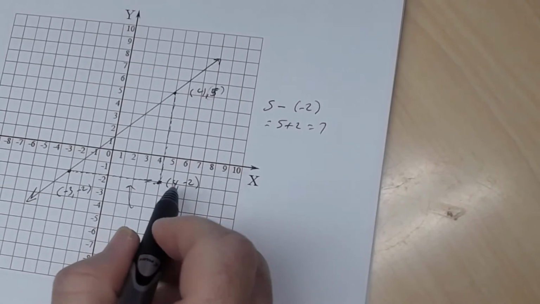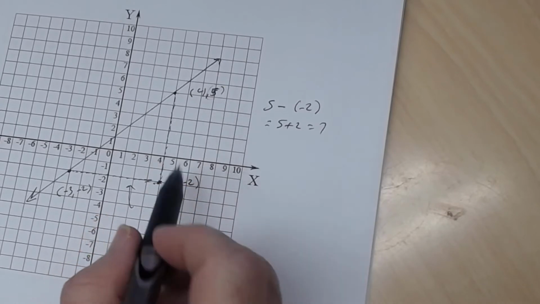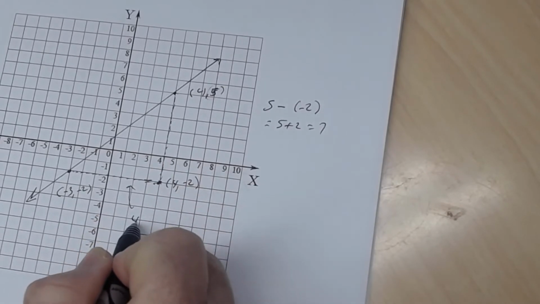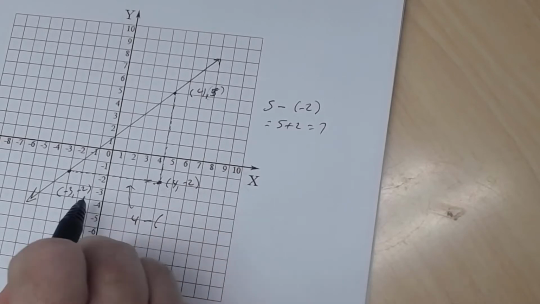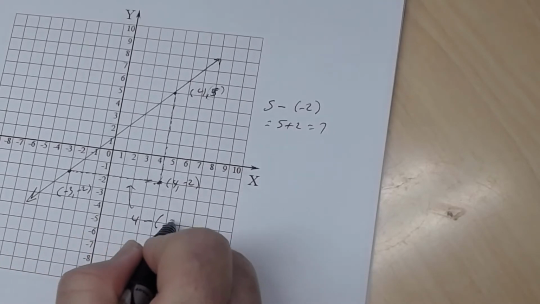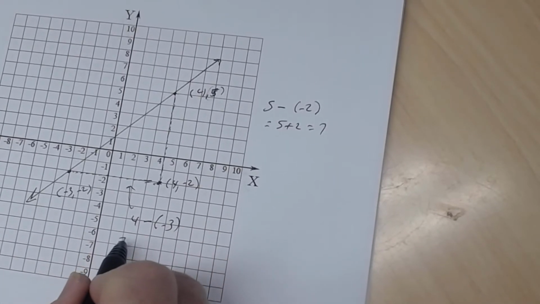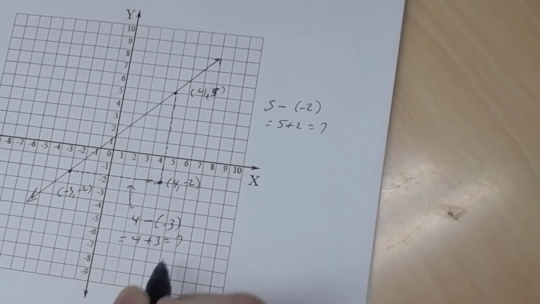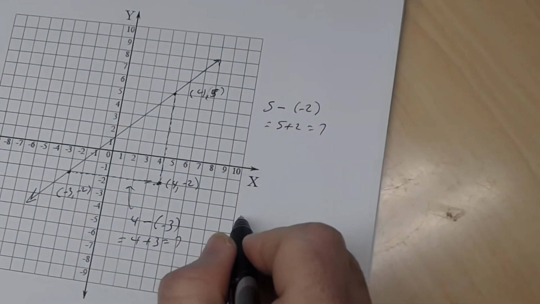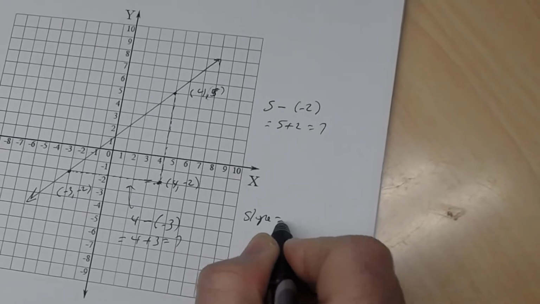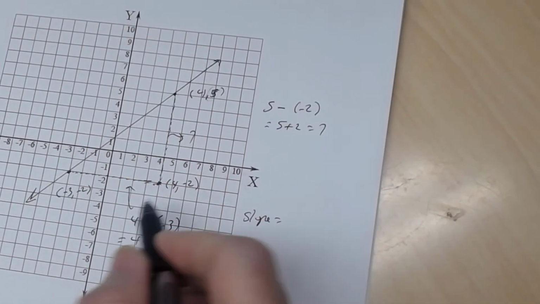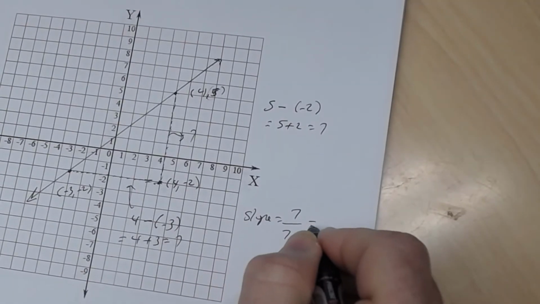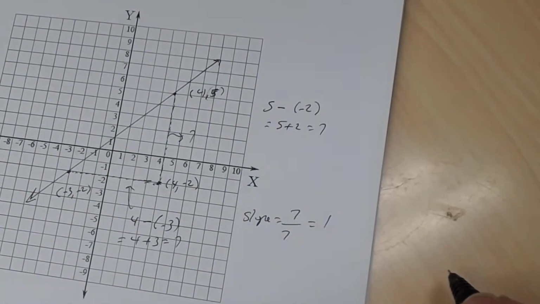But in this case, I'm going to keep it consistent with what I did here. So I'm going to say 4 subtract this x-coordinate, which is -3, and 4 subtract -3 is 4 plus 3, which is 7. And so my slope, which is rise over run, is 7 over 7, which is 1.